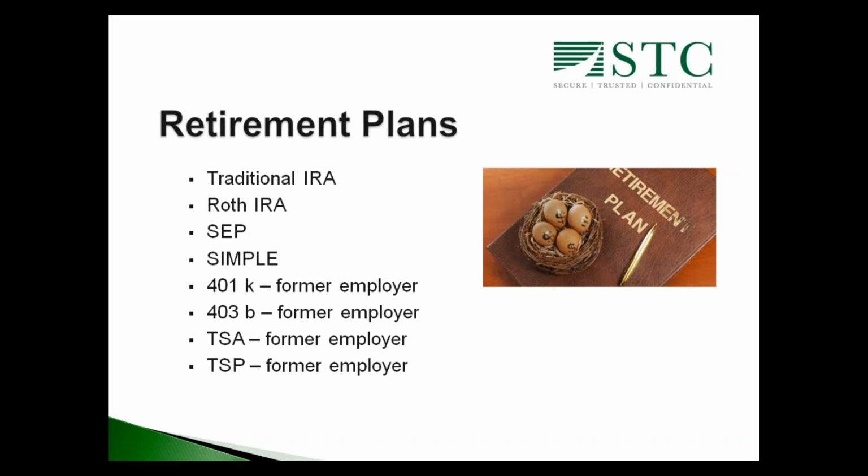I brought out onto your screen 4 different types of plans: 401k, 403b, TSA (tax-sheltered annuity), and TSP (thrift savings plan). These types of plans are used by employers. 401ks are usually for-profit companies. 403bs might be nonprofits or charitable organizations. Sometimes governmental agencies, local, state, federal, may have TSAs or TSPs.